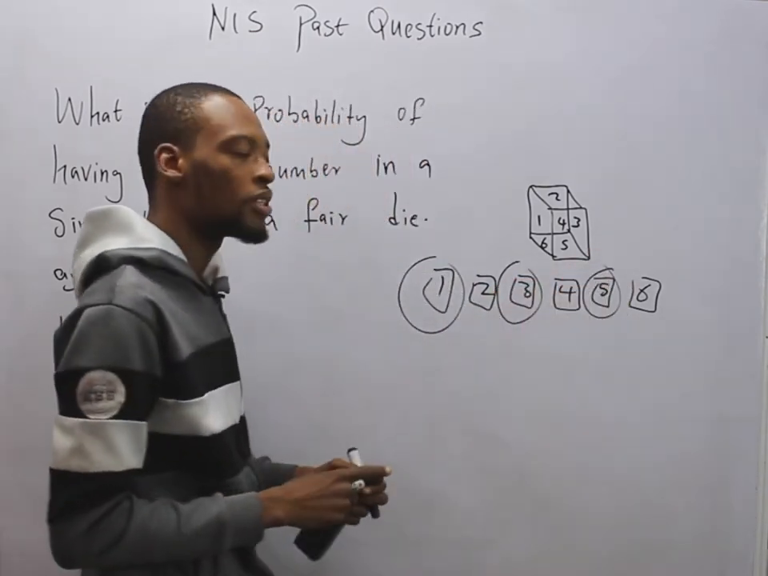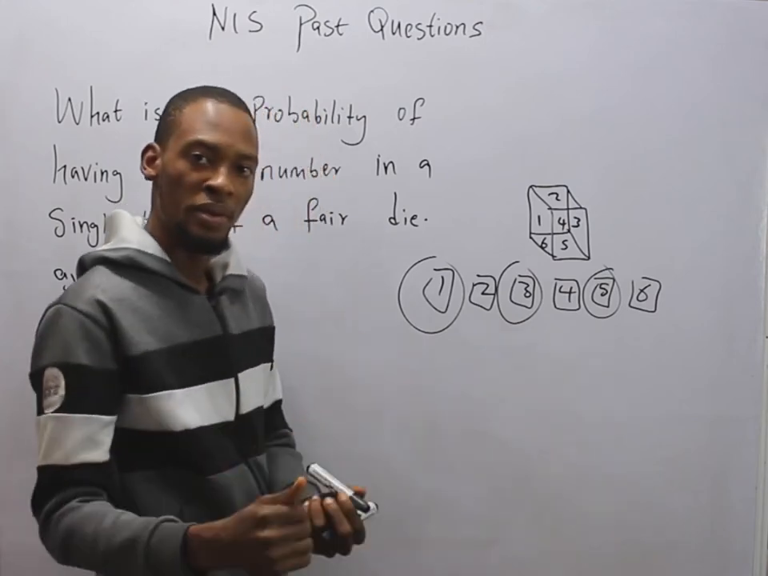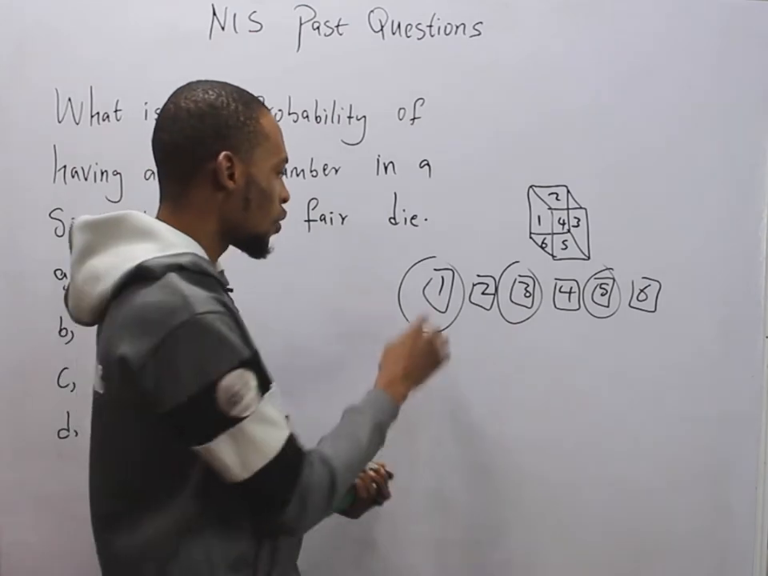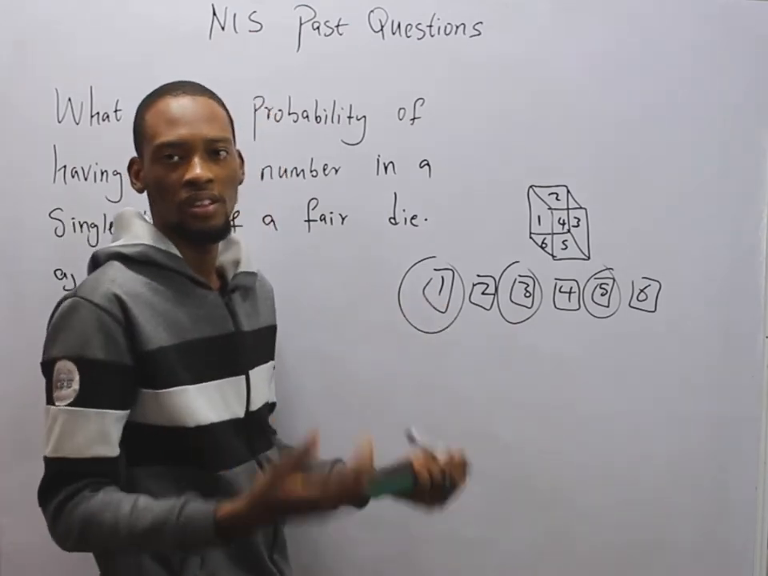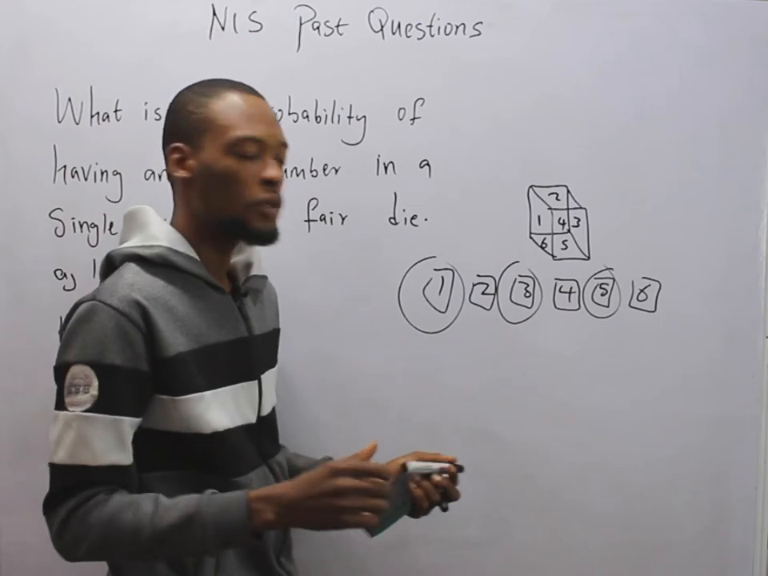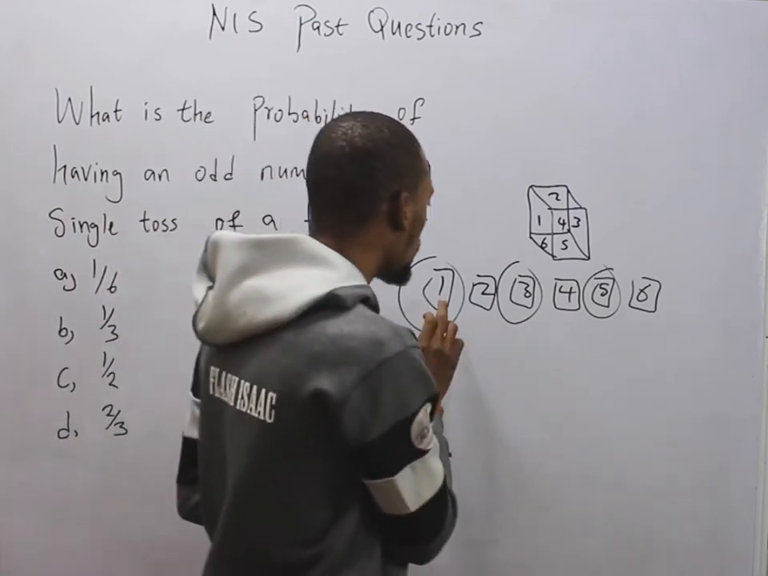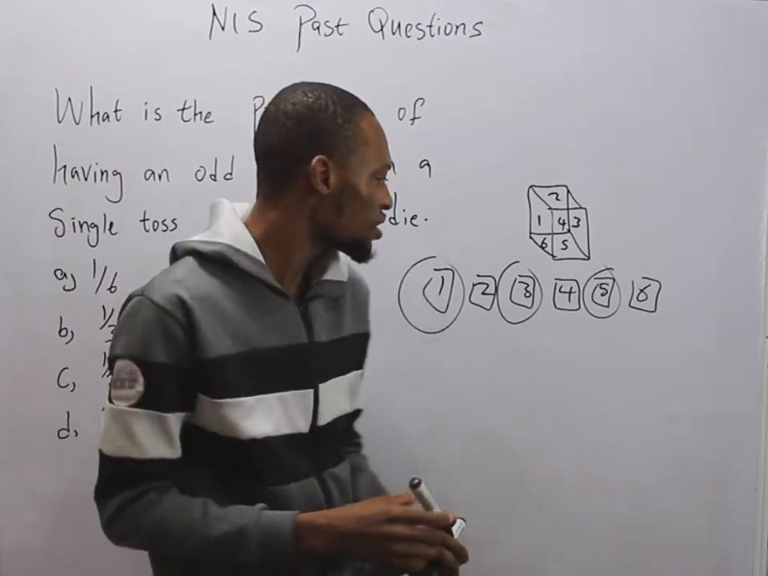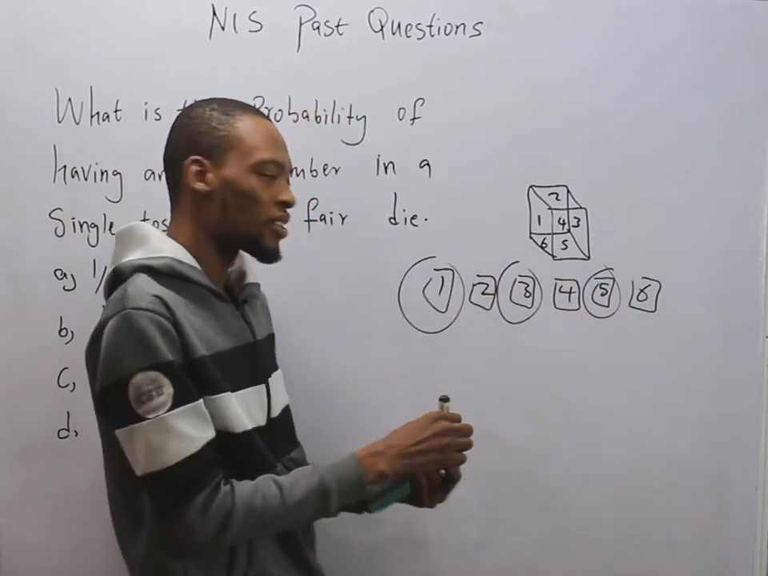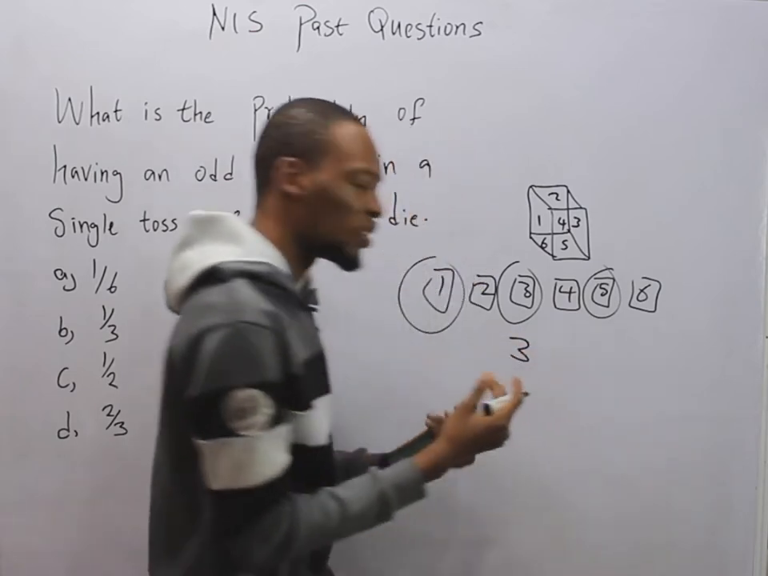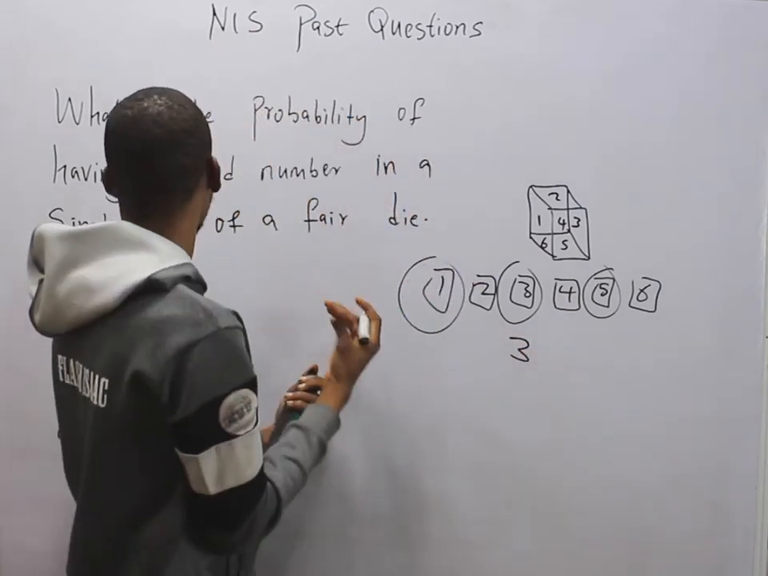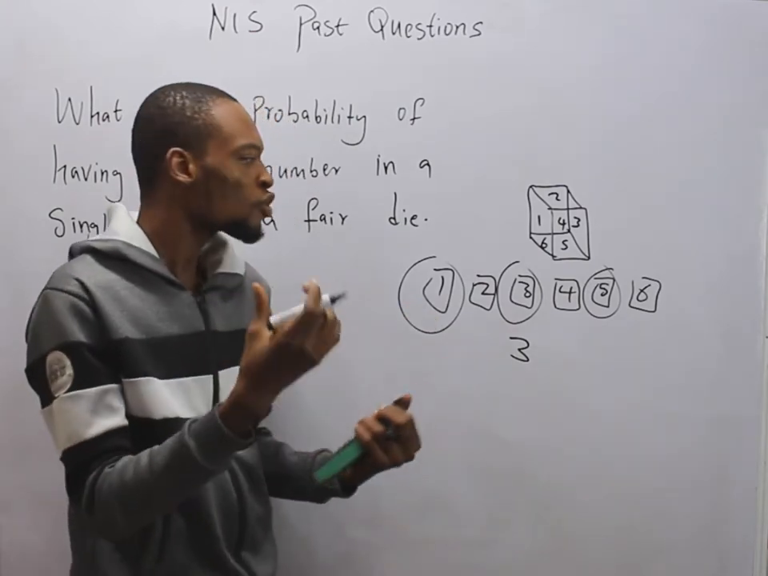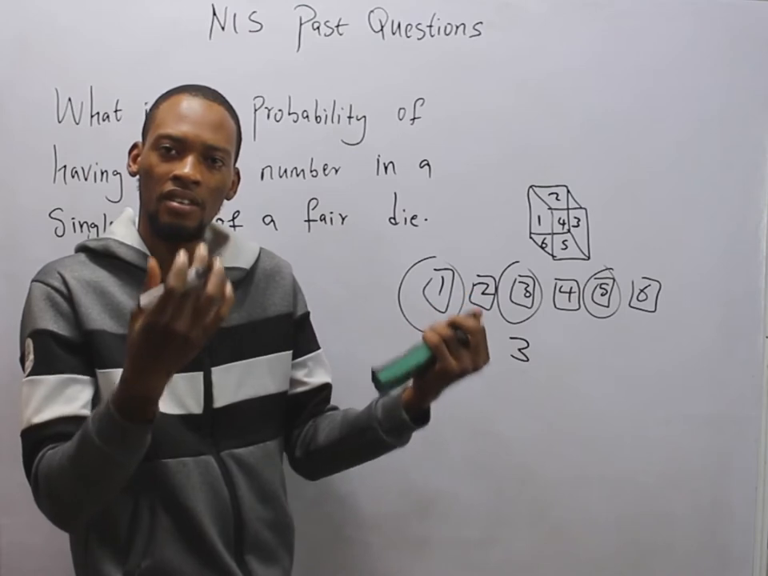5 divided by 2 gives you 2, there will be a remainder. 3 divided by 2, there will be a remainder. 1 divided by 2 will give you a decimal, so not a whole number. Now, 1, 3, and 5 are odd numbers. This means out of the 6 outcomes, 3 are odd numbers. So the probability of having an odd number is simply the odd numbers in the fair die over the total number of sides in the fair die.